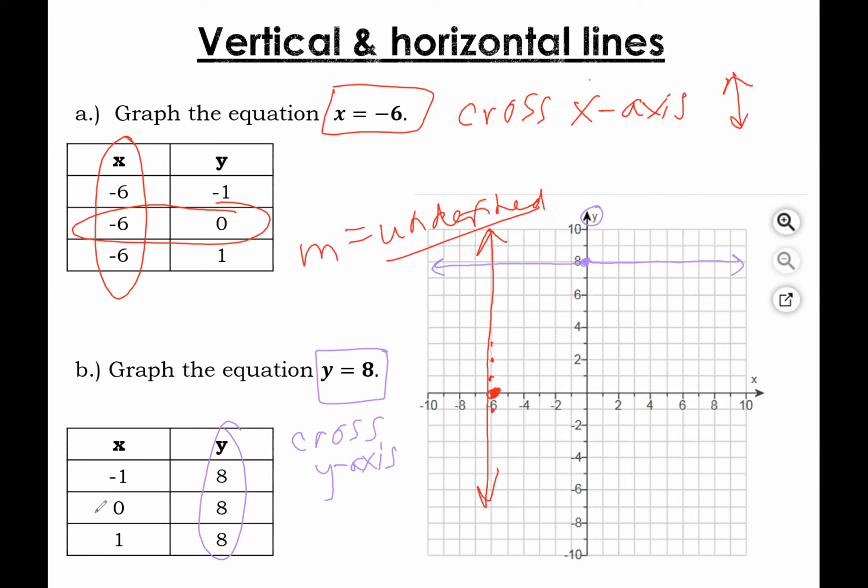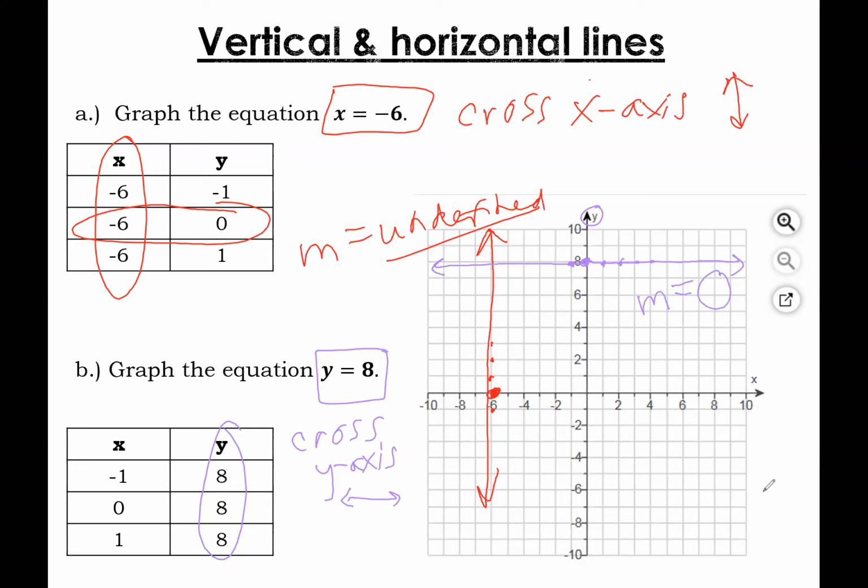Using the table here, -1, 8 would be another point, 0, 8 right here on the axis, 1, 8, 2, 8, 3, 8, etc. As many points as you need to remind you of the shape. This line crossing the y-axis is horizontal, and this line has a slope that is 0. Just some reminders about slope there.